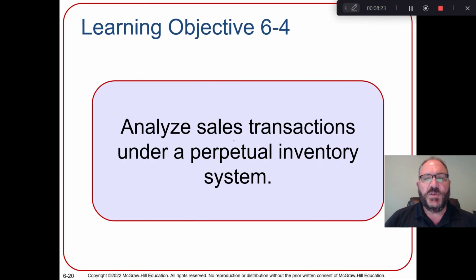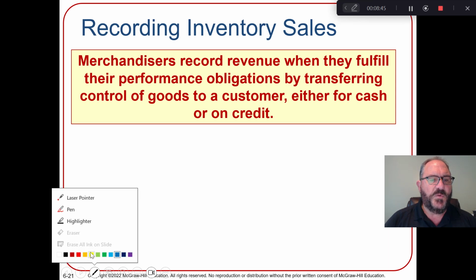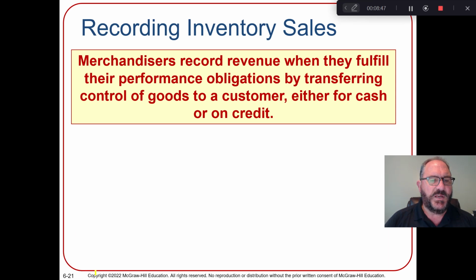All right, now we're going to take a look at some sales transactions using that perpetual inventory system. Merchandisers record revenue when they fulfill their performance. So basically, once they've given you the merchandise, then they're going to record their revenue. That's kind of an important thing. Remember, this is the one where it pretty much happens right at the same time. So they record revenue when they fulfill their performance obligation.